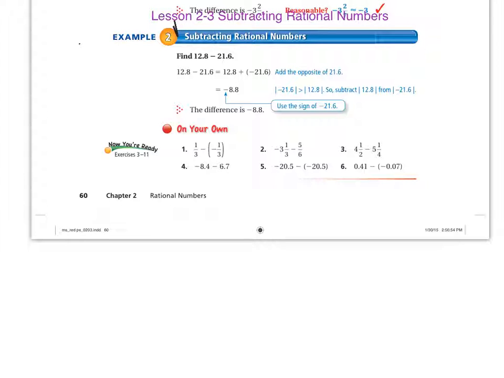Okay, numbers 1 and 2. Number 1. Why does it keep doing that? I don't know what I'm doing here.